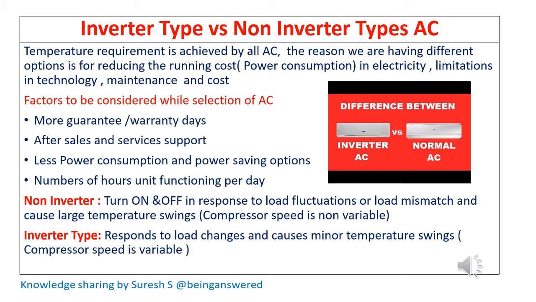We'll see the inverter type. Inverter type is a variable speed compressor. Once it cools the room, instead of going off, it will reduce the speed of the compressor to maintain the cooling in the room. So the cooling will happen evenly due to continuous running of the compressor. The spare parts of the PCB board are costly due to more features and controls in the inverter type. If you see the cost comparison between non-inverter type and inverter type, a minimum 10 to 15% variation will be there as a thumb rule.